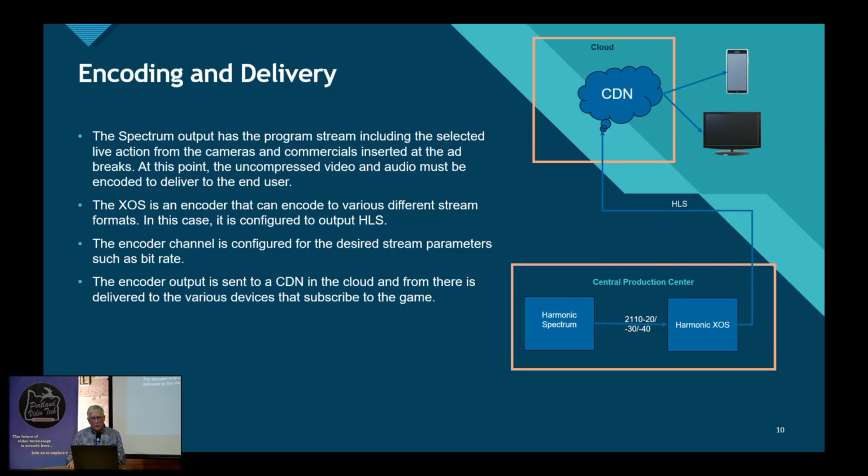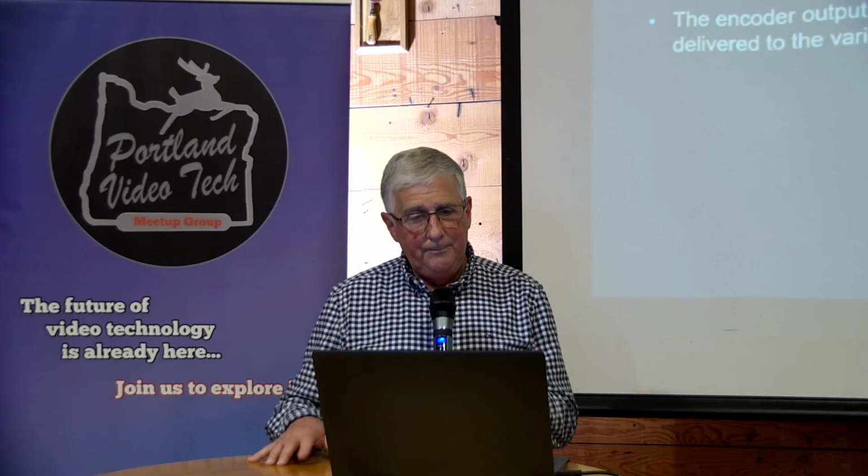The Harmonic XOS is an encoder that can encode to various stream formats. In this case, it's configured to produce HLS. The encoder channel has to be configured according to whatever the desired stream parameters are, including such things as the compression format and the bit rate and so forth. And even in this case, you might have multiple encoder channels that could be receiving the same input and then encoding for different purposes, if you will.